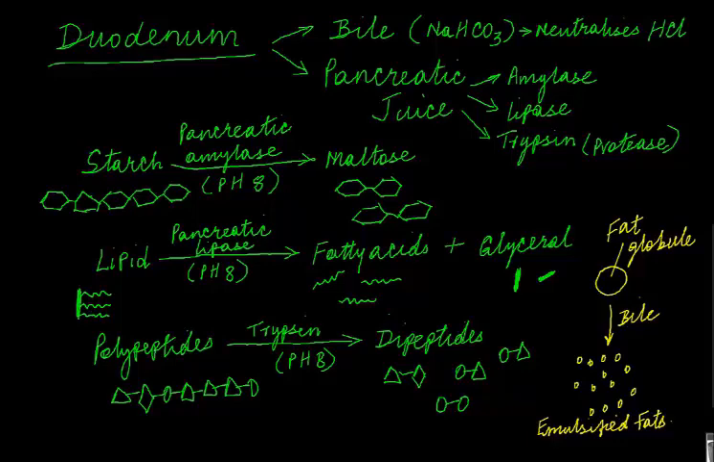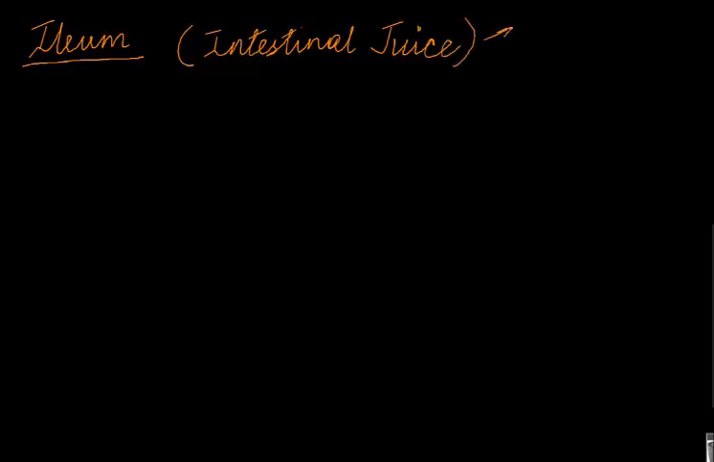Then the food next goes to the ileum. Now the ileum wall will secrete its own enzymes called the intestinal juice, which is secreted by the walls of the intestine itself. And this again has 3 enzymes. One is maltase, M-A-L-T-A-S-E. The other is erepsin, which is also a protease, and the last one is again lipase. Clear? Now here the process of digestion will be complete.